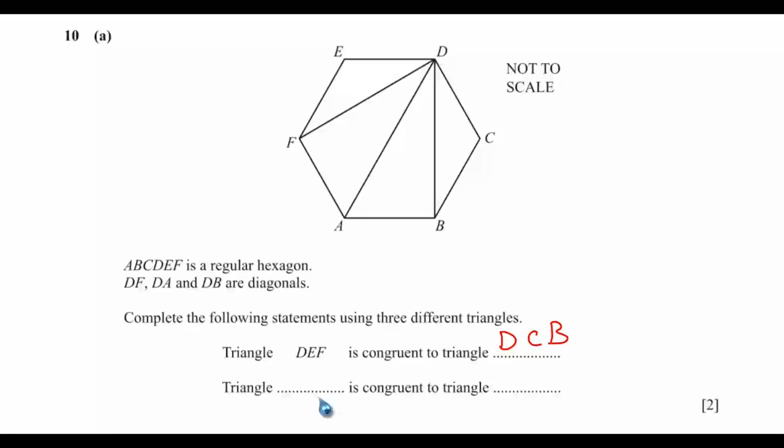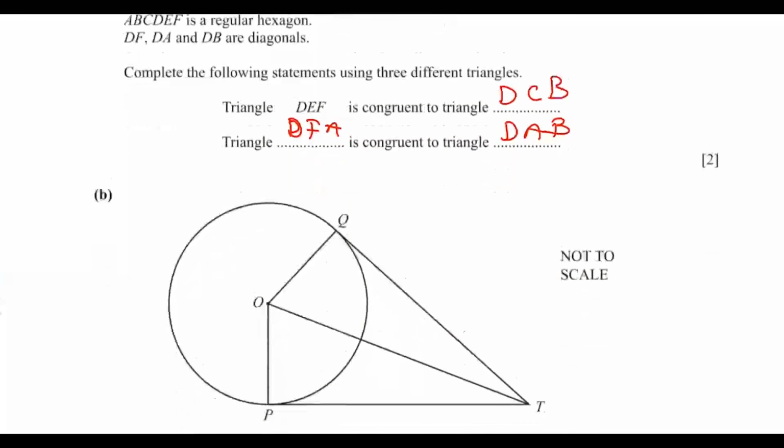Triangle dash is congruent to triangle dash. Triangle DFA is congruent to triangle DAB. Part B.